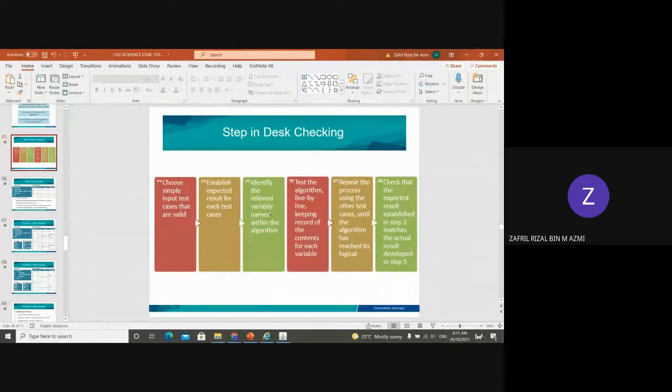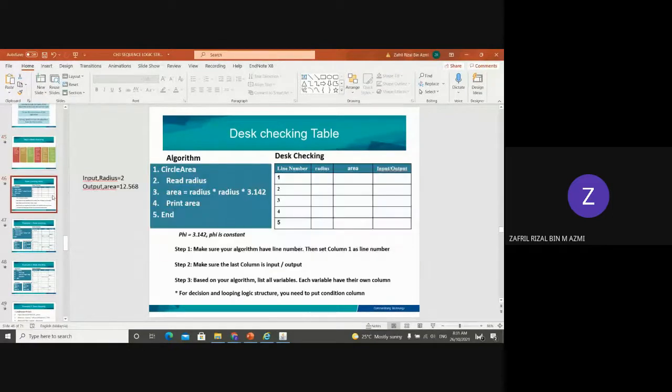Okay, that's step number 3. Test the algorithm line by line, keeping a record of the content for each variable. So you act like you are a compiler. The compiler will read the program. Once you run your program, the compiler will read line by line starting from line 1.